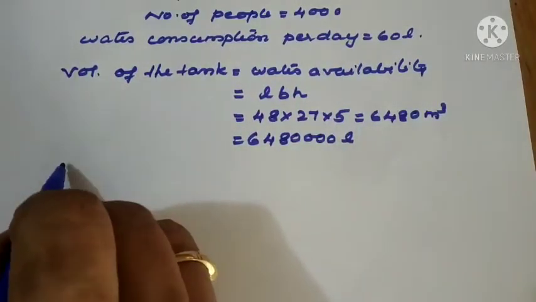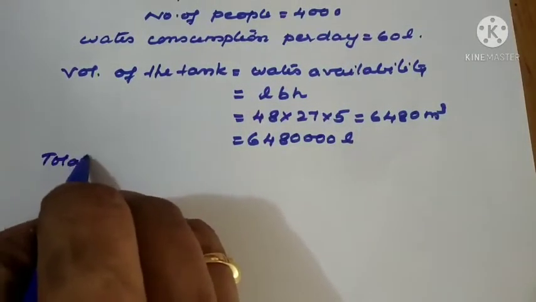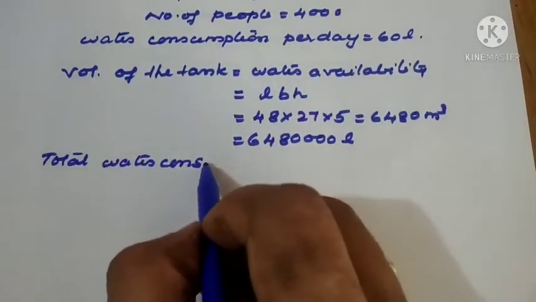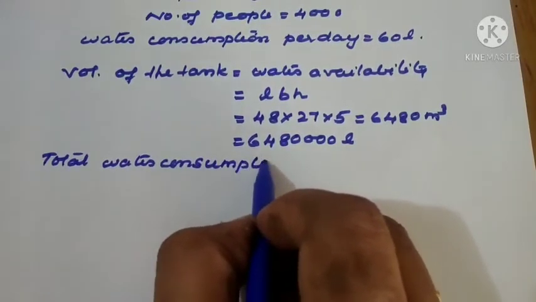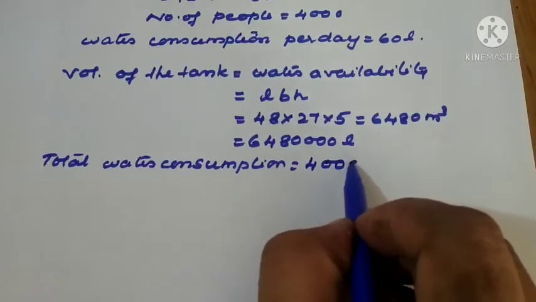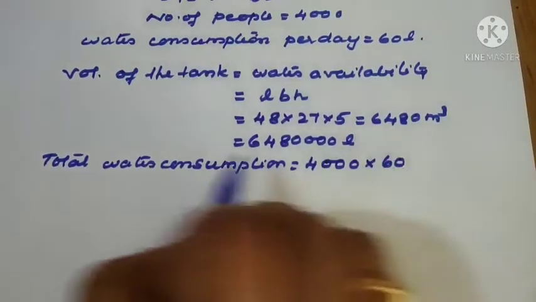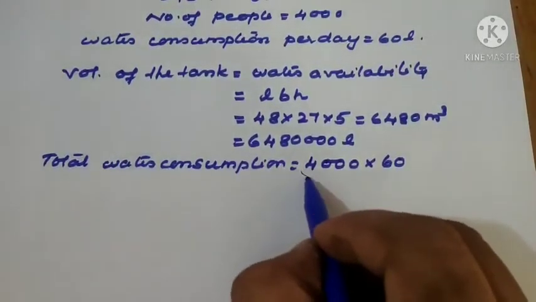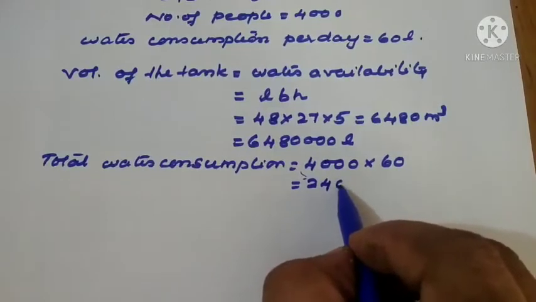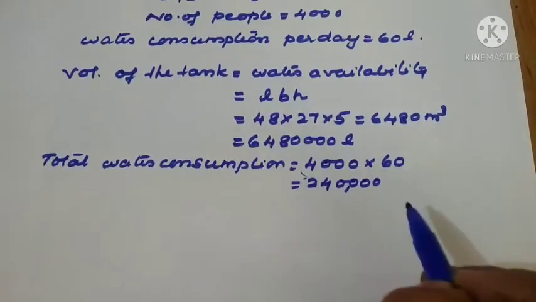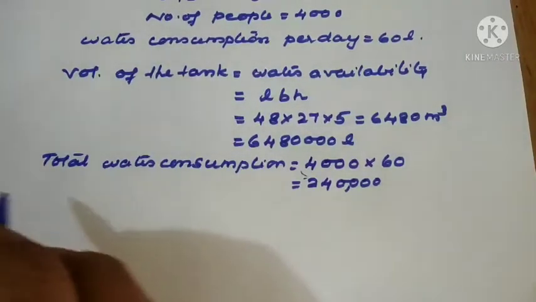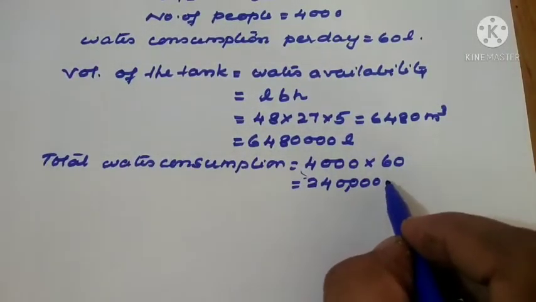So total water consumption equal to 4,000 into 60 liter per day. So how many liters is the total water consumption? 6 4s are 24, then 4 more zeros. That means 240,000, that is 2,40,000 liters.